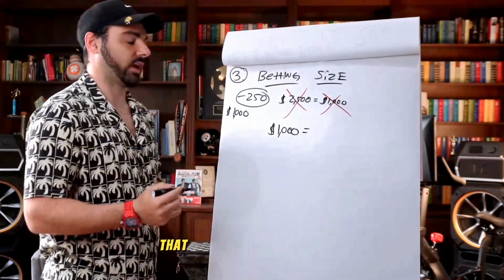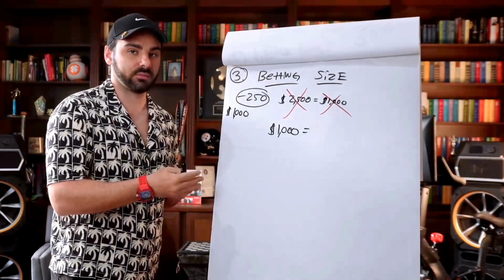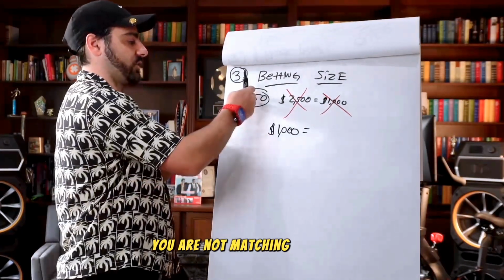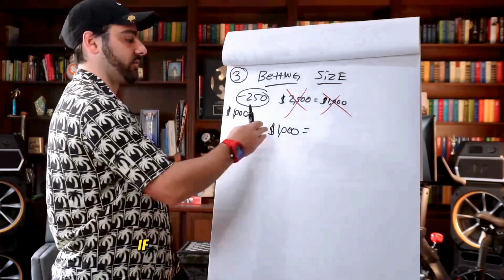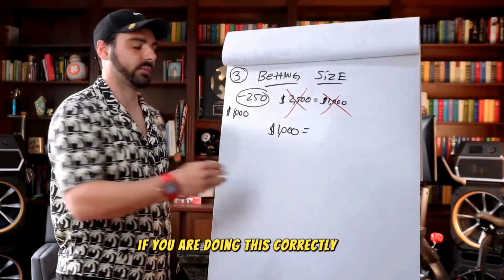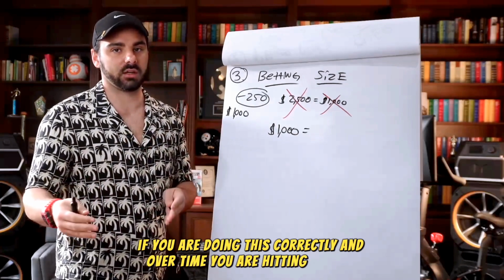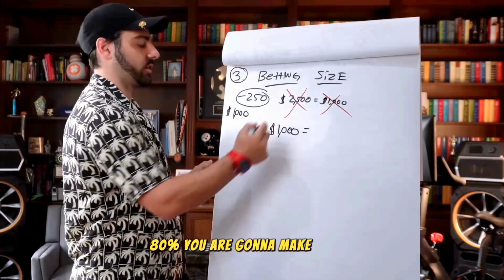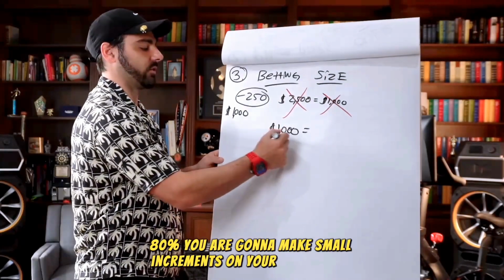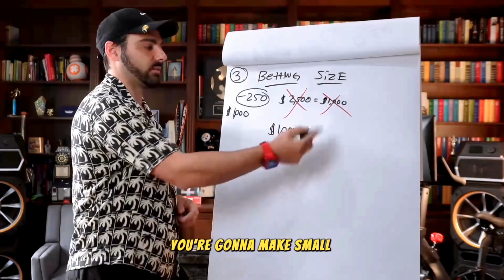Okay, that is what you are. You are betting. You are not matching what the odds are. Now again, like I said, if you are doing this correctly and over time you are hitting 75, 80%, you are going to make small increments on your wager.